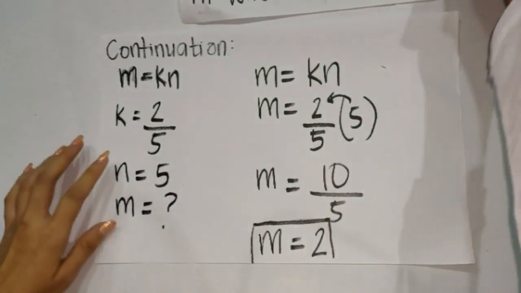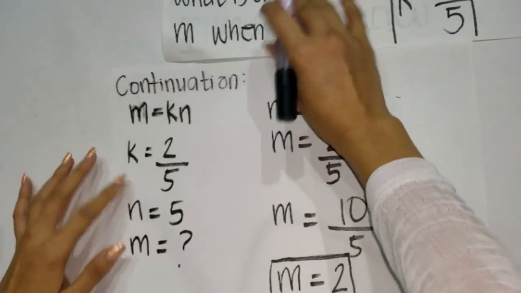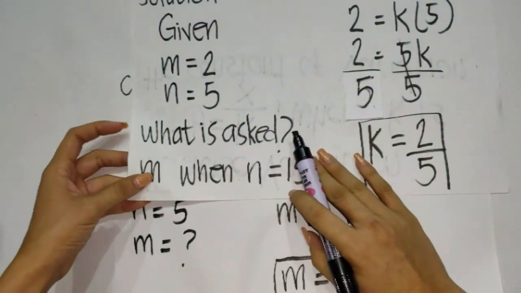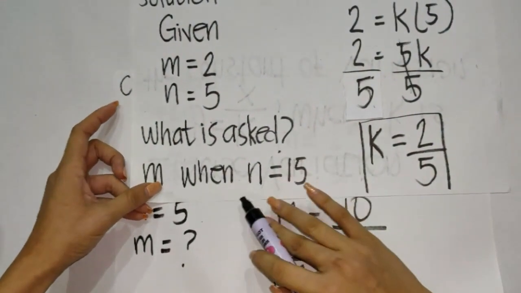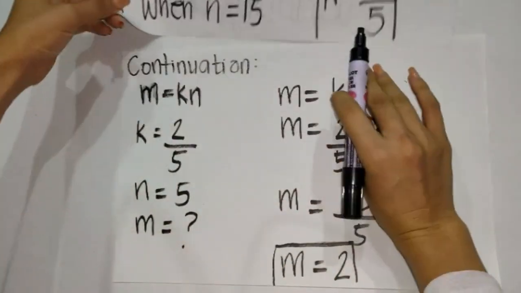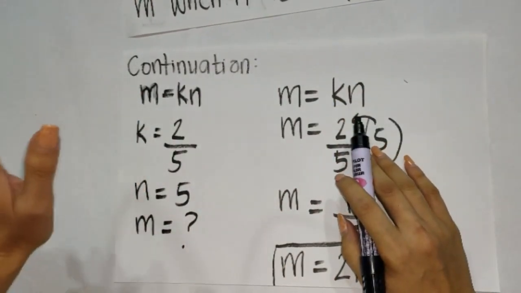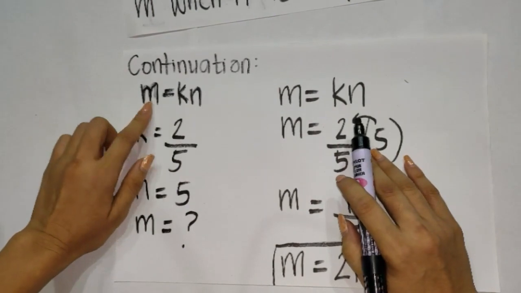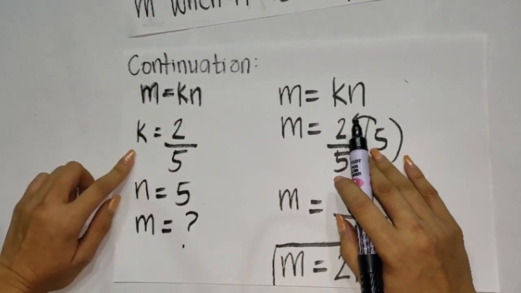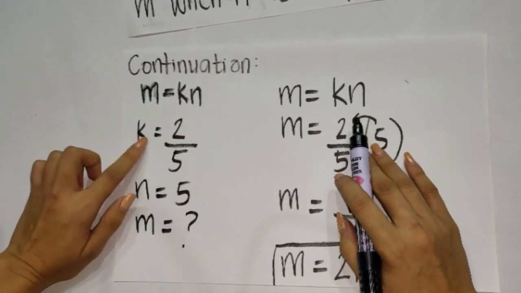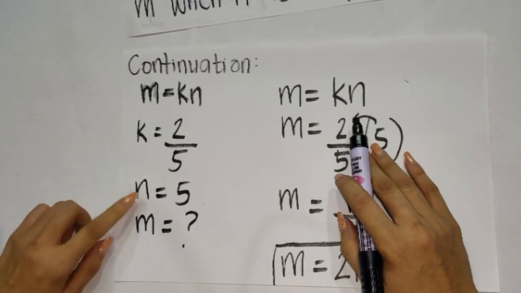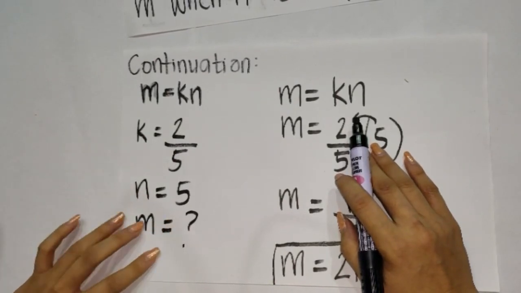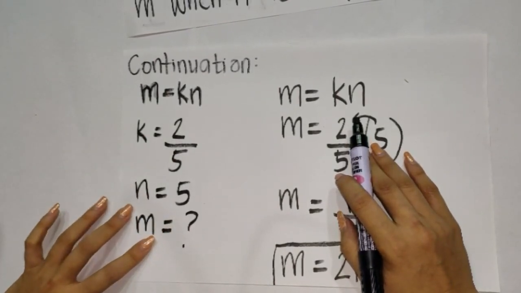And for the continuation of that, because what is being asked here is the value of m when n is 15, we have to go back to the original equation, which is m is equal to kn. And our second given is 2 over 5, which is the k, and our n is 5. And this is the m, which is the missing.